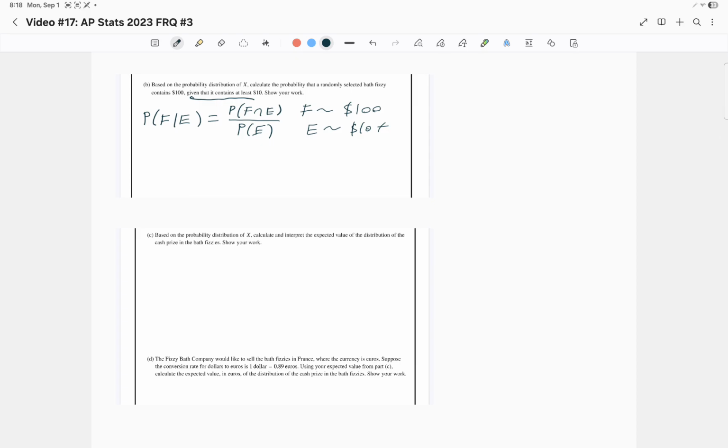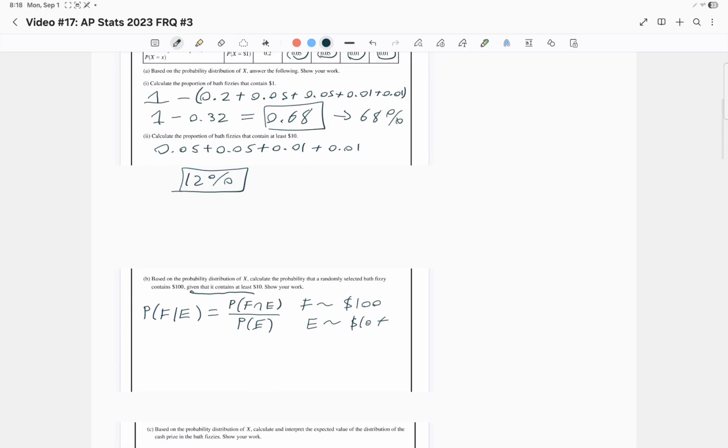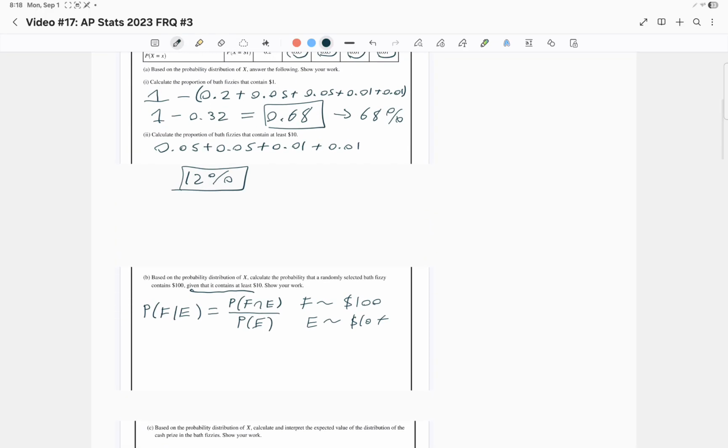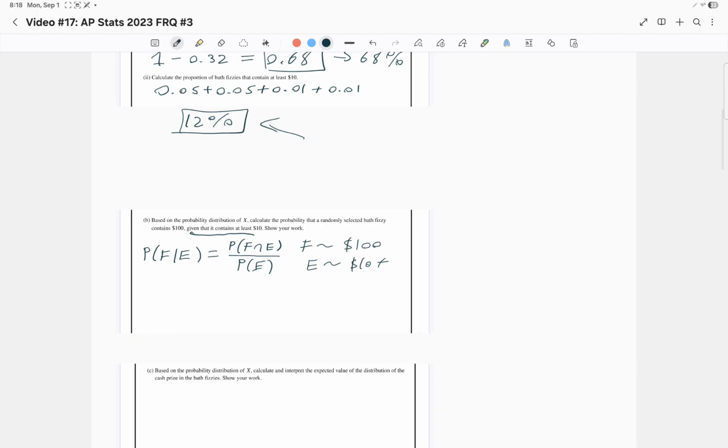But now we can just solve for what we're looking for. For part B here, we already found the probability. We essentially found the probability of Bath Fizzies that contain at least $10, which is 0.12, right? So we have the bottom part of this equation, the denominator, 0.12. But the top is the probability of F and E. What does that mean?